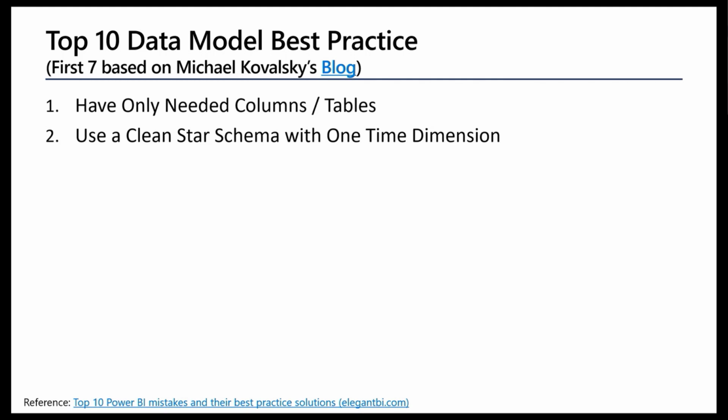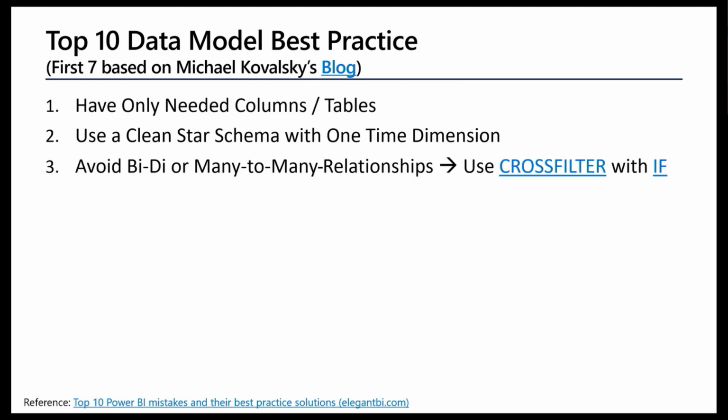One clean star schema also means no BiDi, bidirectional filtering, and not too many relationships. Instead, you can use cross-filtering with IF. Also calculated columns. I know it's convenient to do the calculation in Power BI and to have DAX calculated columns there, or even tables. That's a quick process, but you should try to have your transformation in one place.